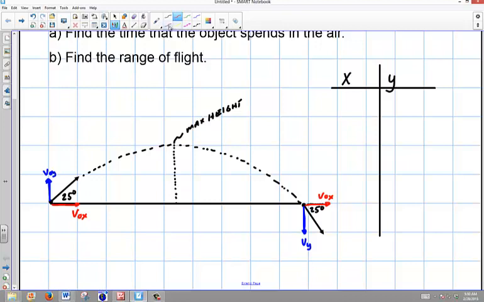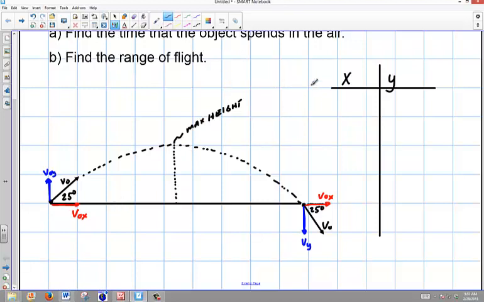Okay, and I have my v initial, which is this black arrow. And remember, when you're looking at an object, you don't see the y component or the x component, you just see the velocity. So if you were catching a football, you don't catch the x or the y, you actually just catch this black arrow. That's the speed that's creating the kinetic energy of the object, but we break this up into components so we can work with them.